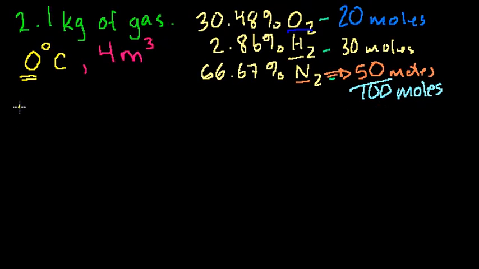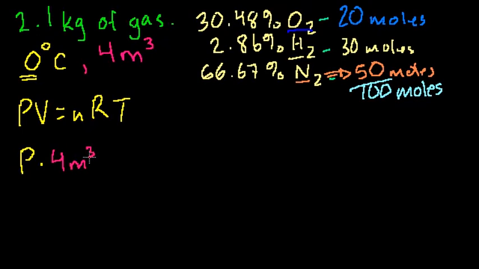So we just do our PV is equal to nRT. We're trying to solve for P. P times 4 meters cubed is equal to n. n is the number of moles. We have 100 moles is equal to 100 moles times R. I'll put a blank there for R because we have to figure out which R we want to use, times temperature. Remember, we have to do it in Kelvin. So it's 0 degrees Celsius is 273 degrees Kelvin.